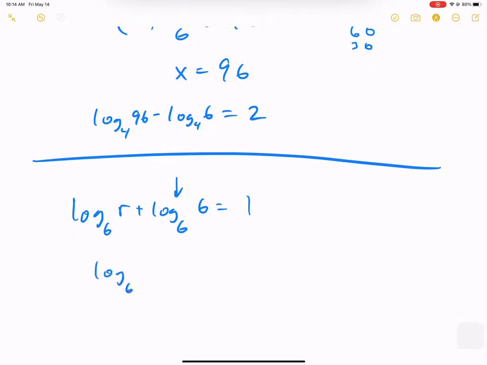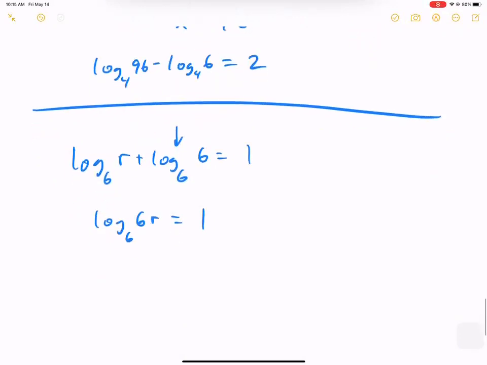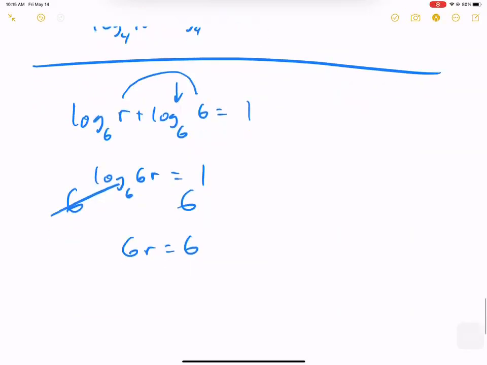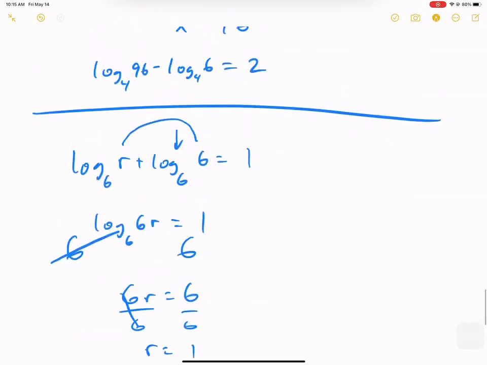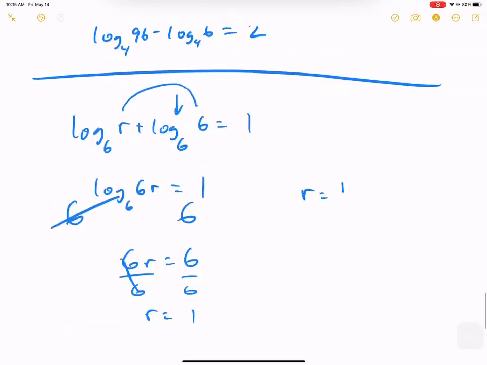Log base 6, bring them together. If I'm adding logs, I'm multiplying logs. Right, because r plus 6 is r times 6, 6r. Okay, how do I get rid of the log? We have a base of 6 to both sides. 6r is equal to 6 to the 1 power, 6. Let's divide both sides by 6. r is equal to 1. And that's what we were expecting, r is equal to 1.